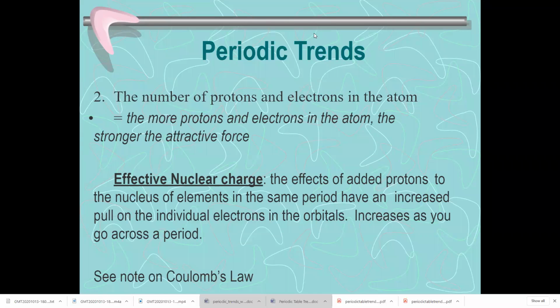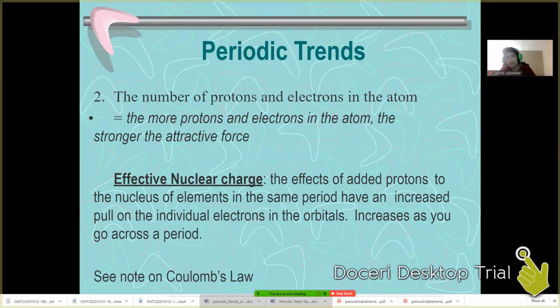And then if we go to within a period, we see something else. So the number of protons and electrons in the atom are going to affect the trend within a period. The more protons and electrons in the atom, the stronger the attractive forces. So as I move across a period, I'm staying in the same energy level, but my atomic number is increasing. So that means as I move across the period, I'm having more protons and more electrons. And the more protons and the more electrons that I have, the more they're going to attract each other.